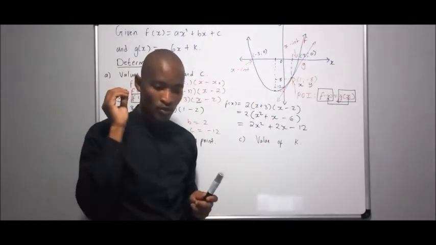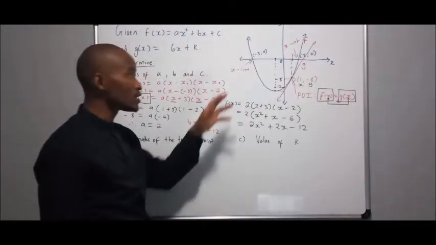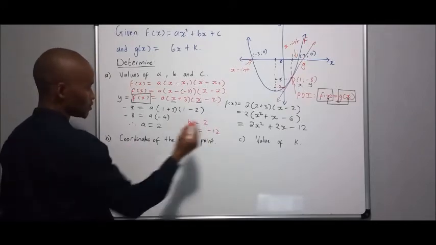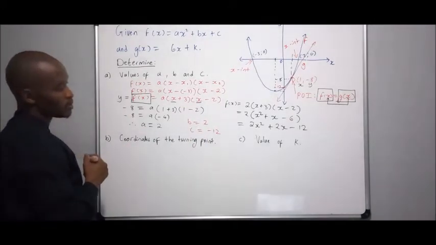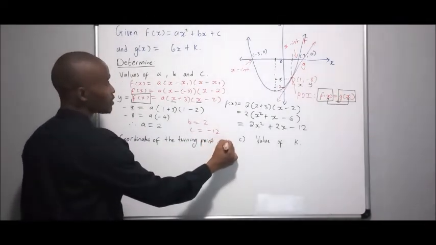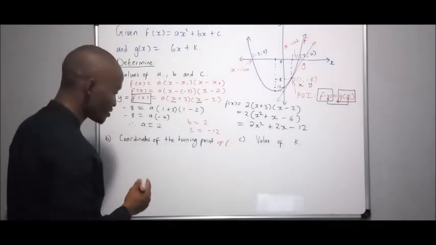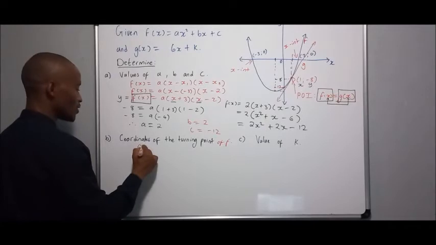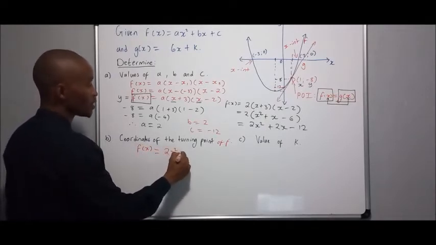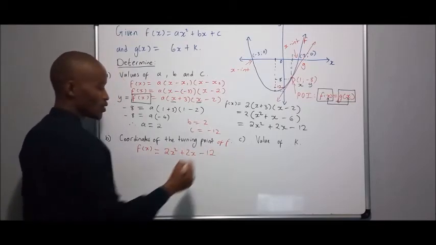So it's very important to make sense of your answers in relation to the sketch. Coordinates of the turning point, actually it should have read coordinates of the turning point of f. Just to complete the question there. Of course, straight lines don't have a turning point, they are straight. So f of x is equal to 2x squared plus 2x minus 12.